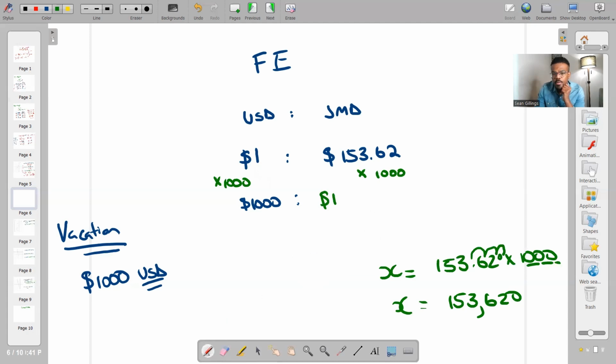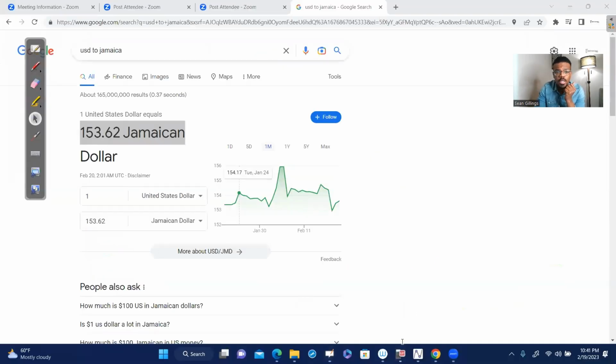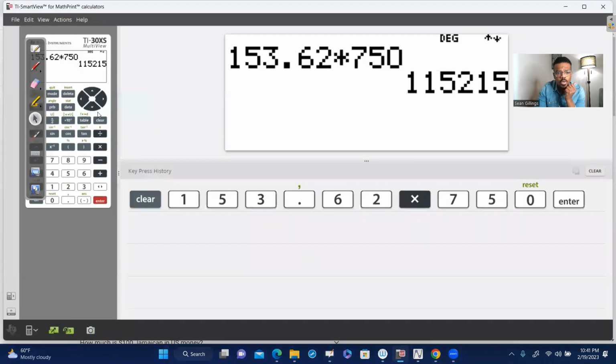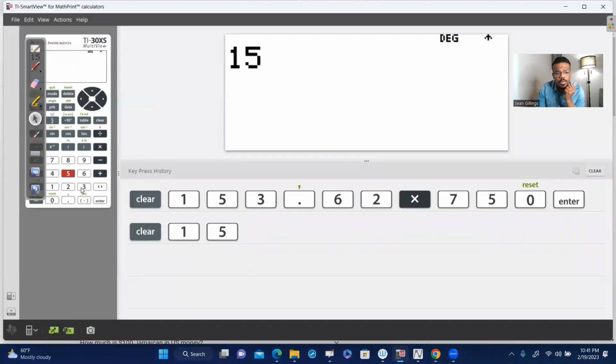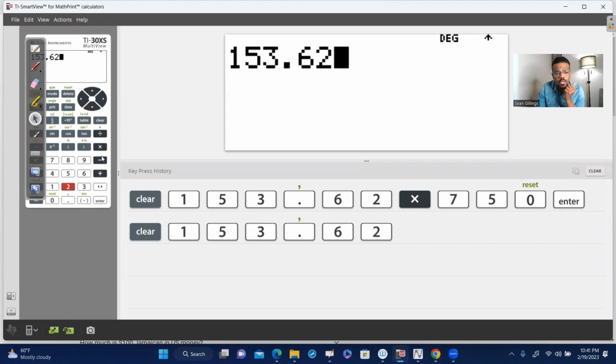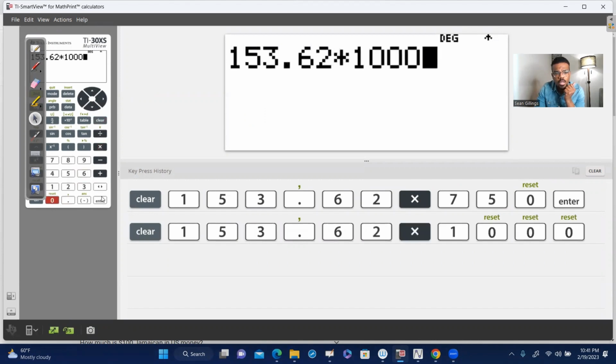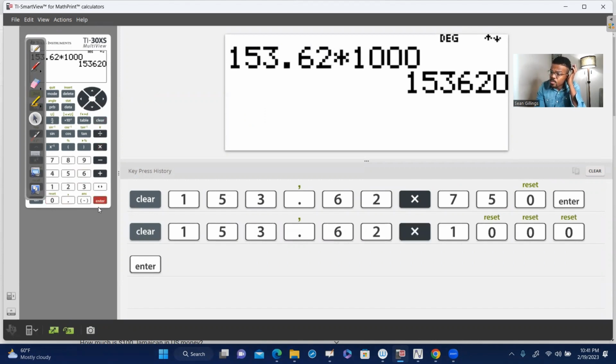So 153,620. All right. Now we can check it easily on our calculator if you need to. So you guys know both ways. So 153 point, what was it? 62 times the 1,000 gives me that same 153,620. All right. So that's what I got.